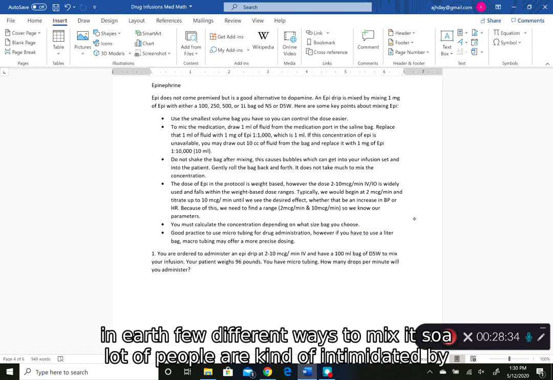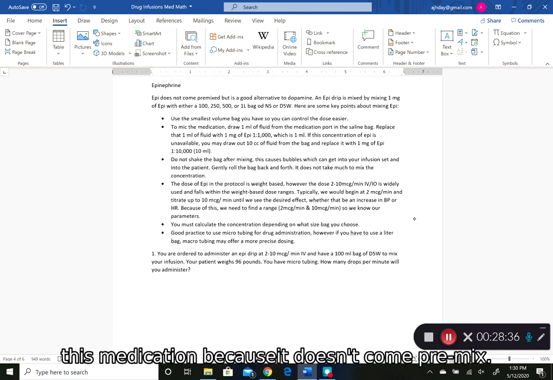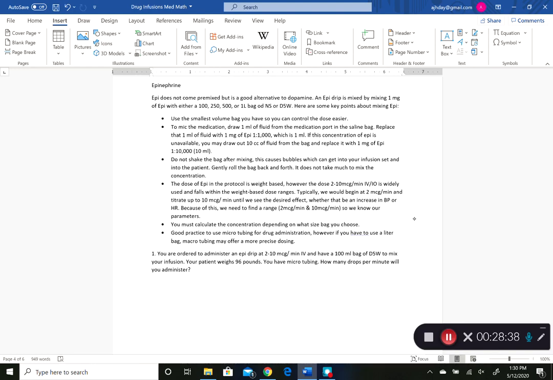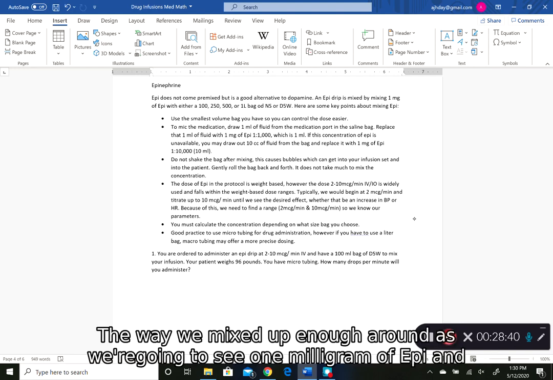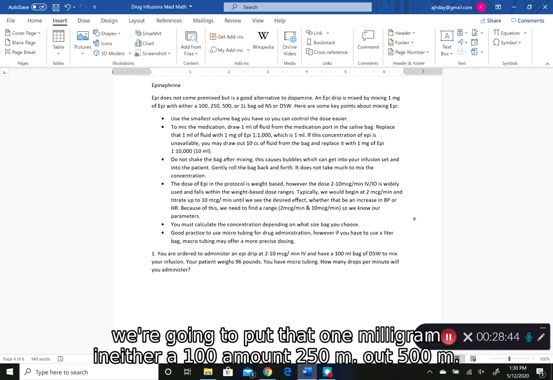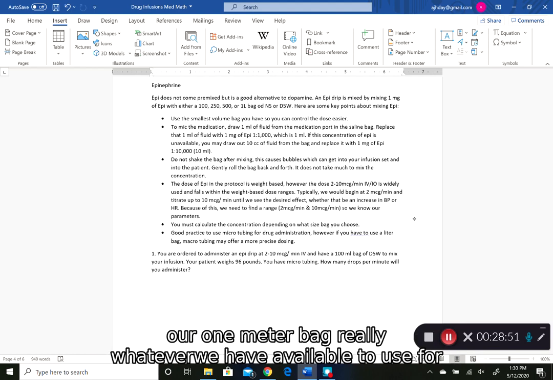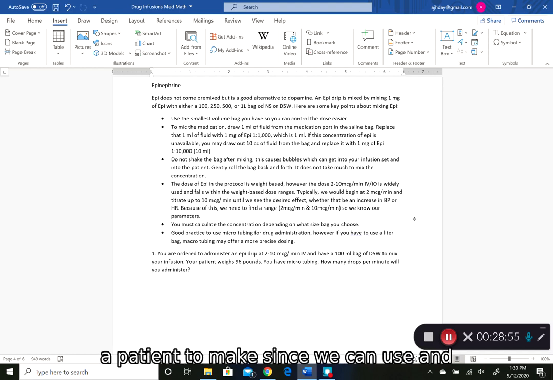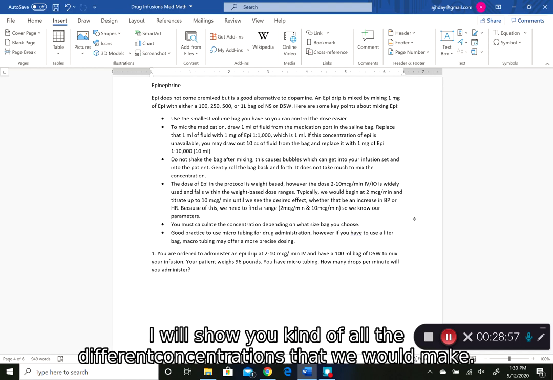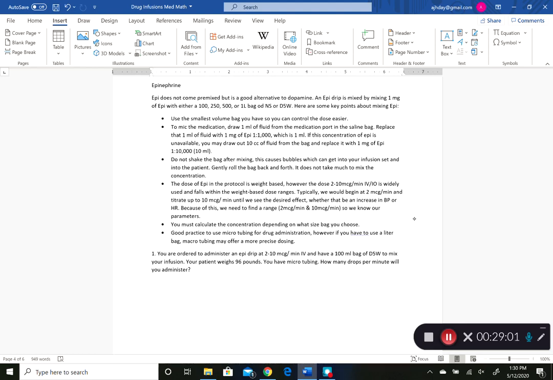And there are a few different ways to mix it. A lot of people are kind of intimidated by this medication because it doesn't come pre-mixed. The way we mix epinephrine is we're going to take 1 milligram of epi and put that 1 milligram in either a 100 ml, 250 ml, 500 ml, or 1 liter bag. Really, whatever we have available to use for our patient to mix this, we can use. And I will show you all the different concentrations that we would make.